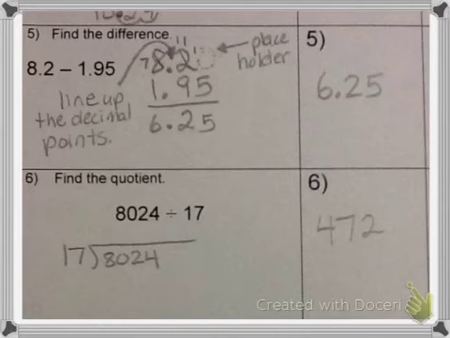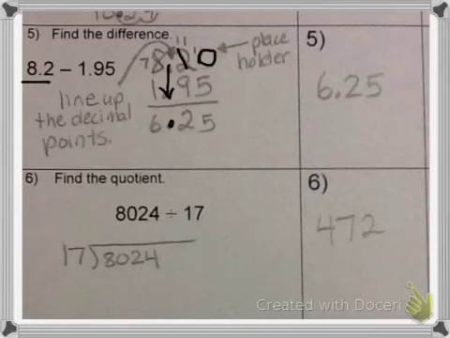Number 5. Find the difference between 8 and 2/10 and 1 and 95 hundredths. Well, I wrote out the digits here. The larger number, 8 and 2/10, goes on top, and we need to put a placeholder here. 1 and 95 hundredths goes below it, and the decimal points must line up so that our place values line up with each other. From here, we can't take 5 away from 0, so we have to borrow. After we've done all our borrowing and subtracting, we should end up with 625, and the decimal point needs to come straight down into the difference here. So our result is 6 and 25 hundredths.